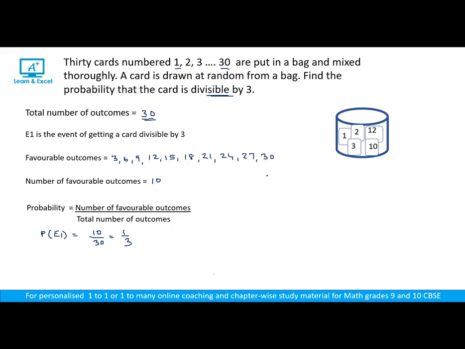Now suppose we have to find the probability that the card is not divisible by 3. We can find this very easily, because we know that the probability of the event occurring plus the probability of the event not occurring is equal to 1. This probability is 1 by 3. So the probability of not occurring equals 1 minus 1 upon 3, which is 2 by 3.